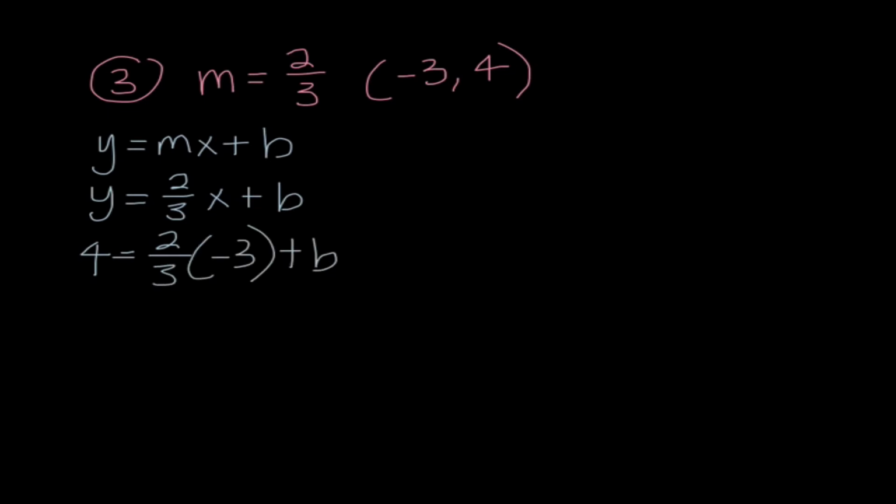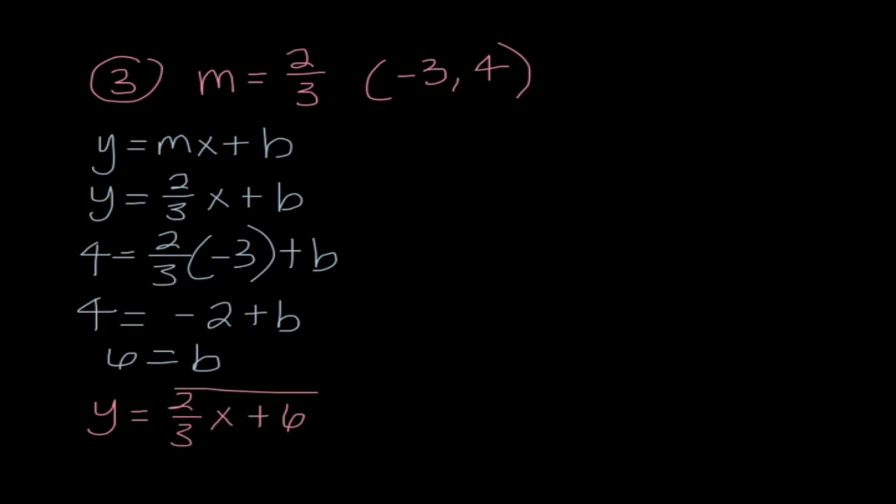So our goal now is to isolate b. So I'm going to simplify this. 2/3 times negative 3 is negative 2. So I get 6 equals b. So here's the key thing. That is not my answer. My answer needs to be an equation of a line. So it'd be y equals 2/3 x plus 6. And if you prefer doing it that way, that is totally fine.